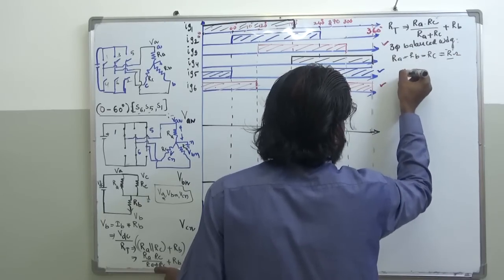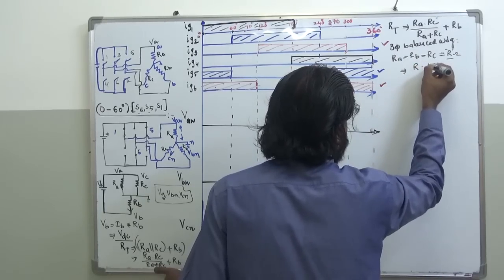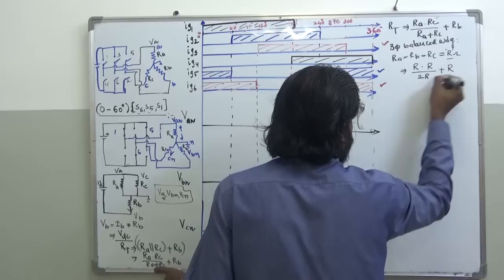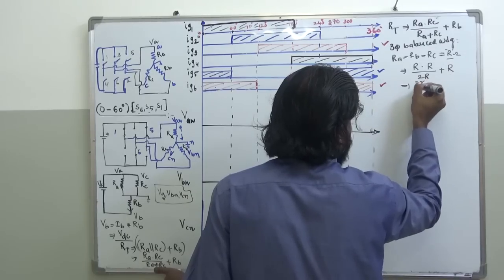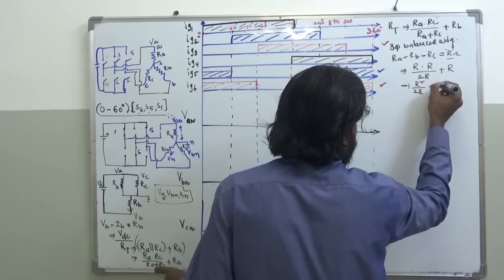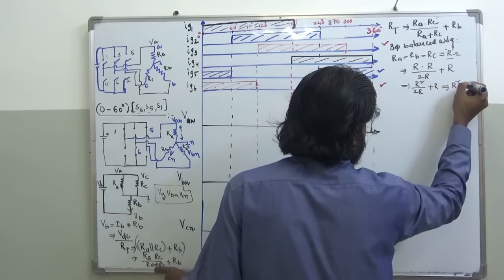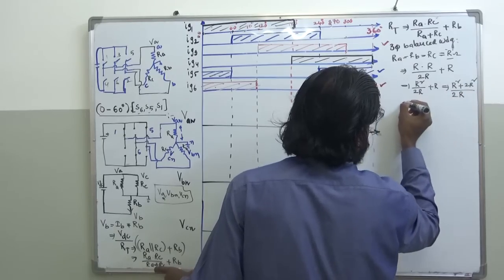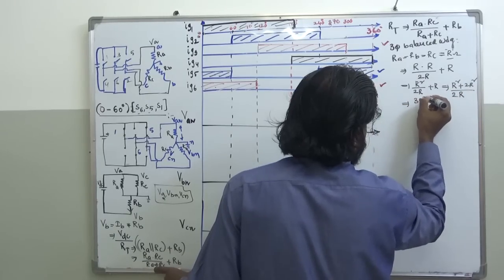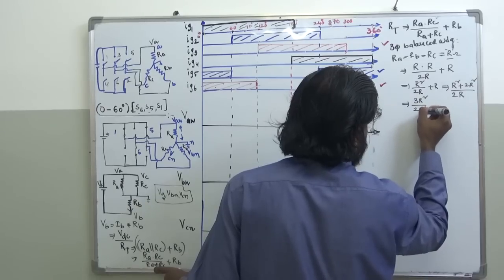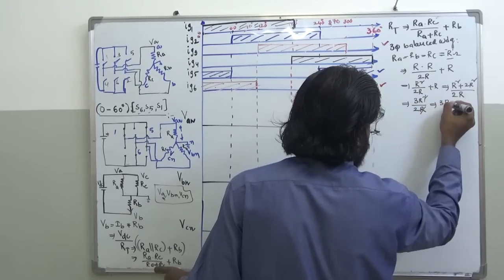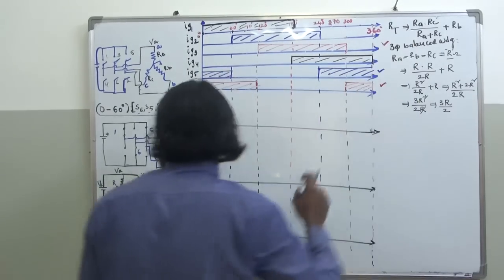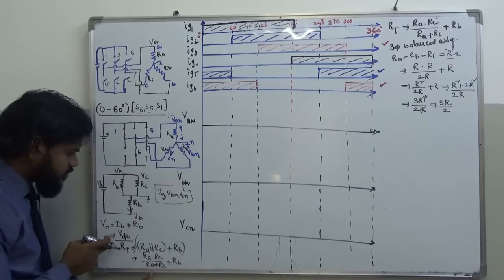So I'll substitute this R now. RA is R multiplied by RC is R, divided by 2R plus R. So this is going to be R square by 2R plus R. So it's going to be 2R square divided by 2R. So it's going to be 3R square divided by 2R. So what is it now? 3R by 2. What is this? RT. So I have to substitute this into this, right?